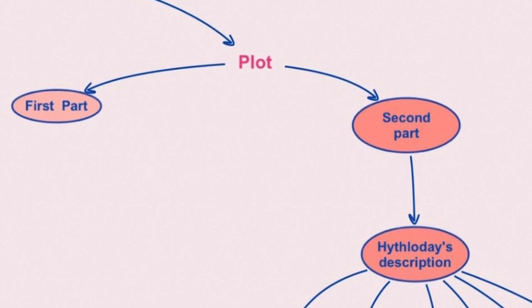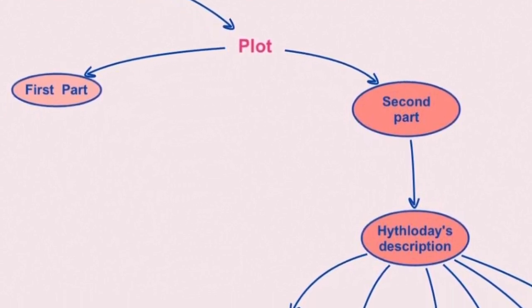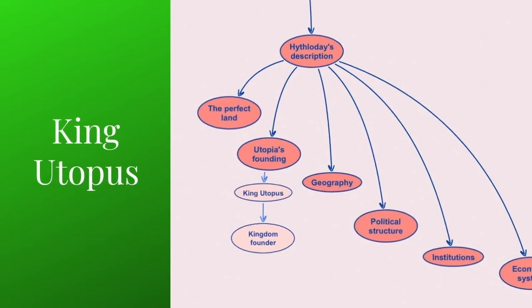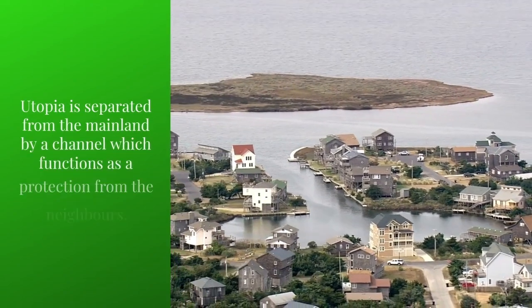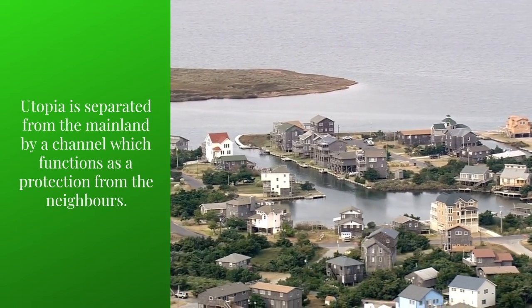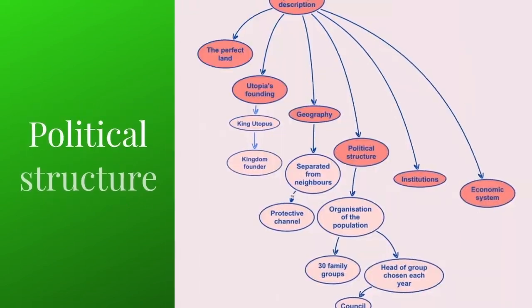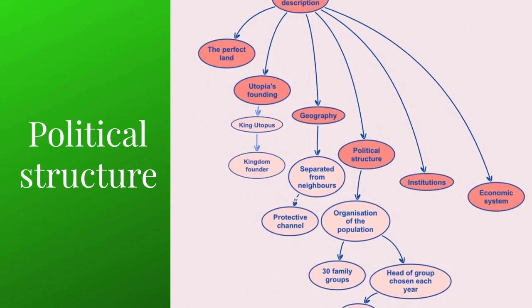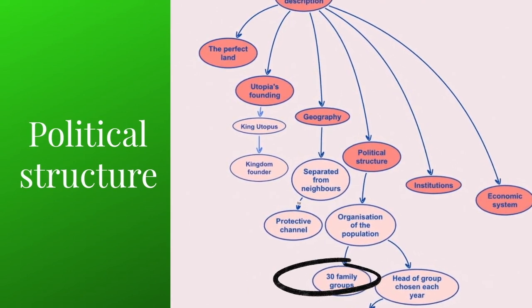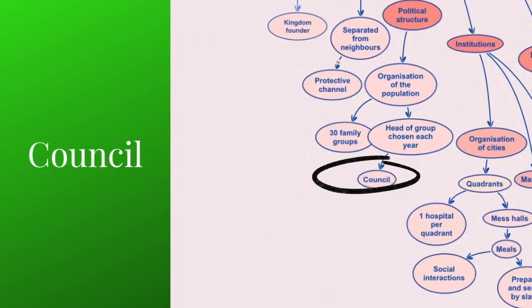Now, in part 2, where we learn about Utopia, we get the full description of the ideal commonwealth. Let's start with King Utopus, the founder of Utopia. Geography. Utopia is separated from the mainland by a channel which functions as a protection from the neighbours. Political structure. The population is divided into family groups, with a family head chosen each year. The family heads form the council.